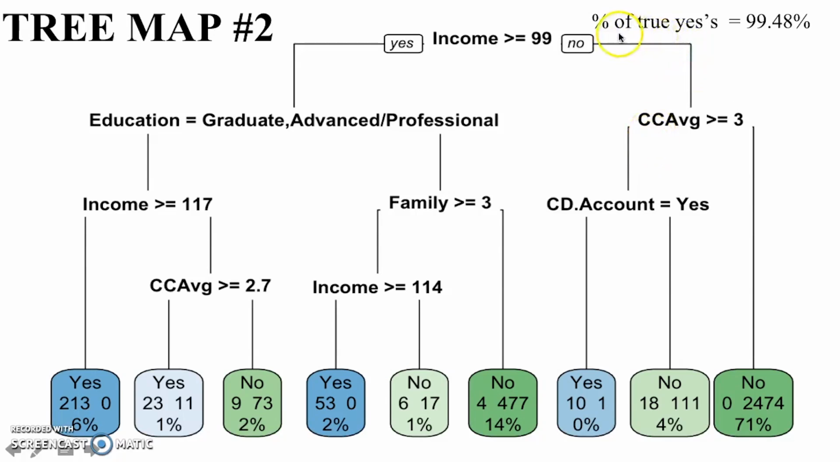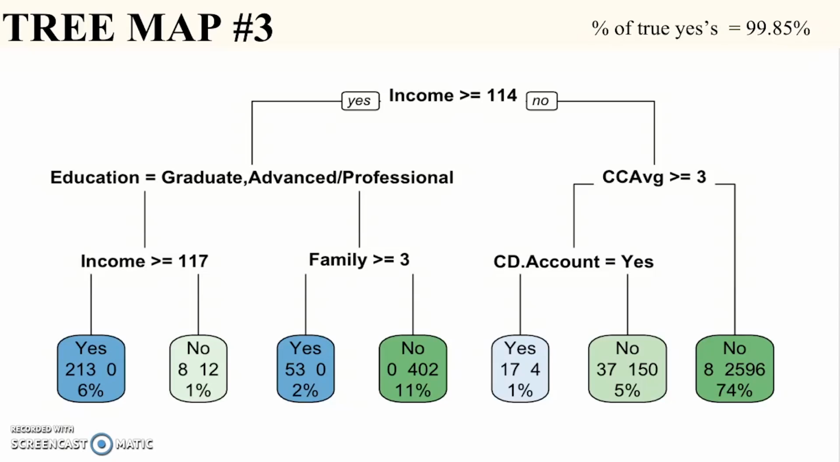Then we come up here and we see the percent of true yeses is 99.48%, which is similar to the last one, which means that when we put our data back into our model, 99.48% of the time the yeses that were in the data set were the yeses that the model determined. So that's, again, pretty high.